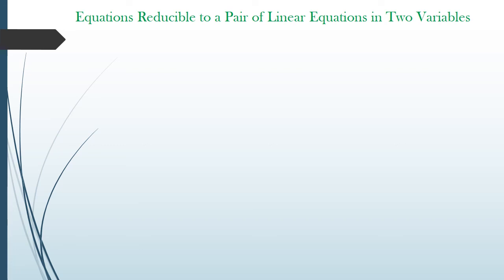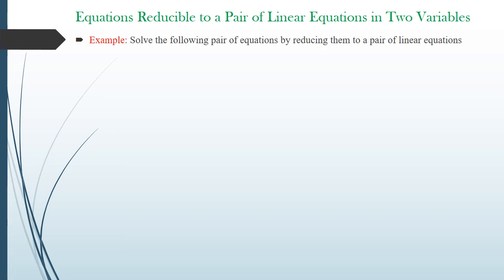Now we have arrived at the last part of this chapter, that is equations reducible to a pair of linear equations in two variables. If variables are present in the denominator of an equation, it cannot be considered a linear equation. Therefore, those equations first have to be converted into the form of linear equations by making a suitable substitution. Then we can solve them as linear equations using any available algebraic method. Let us first understand how we can convert an equation into the form of a linear equation, and then solve this with an example.